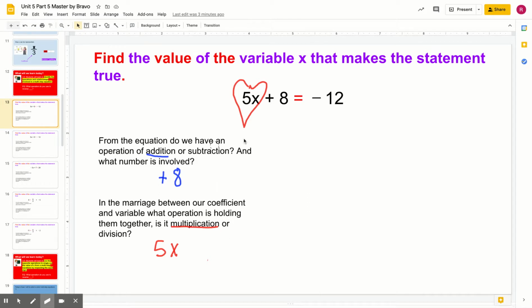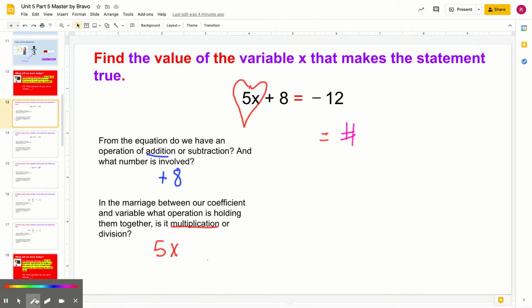All right. Now that we observed what's going on in the equation, we can go ahead and solve the equation. And when you solve an equation, all you're really doing is just organizing numbers with numbers on one side of the equal sign.